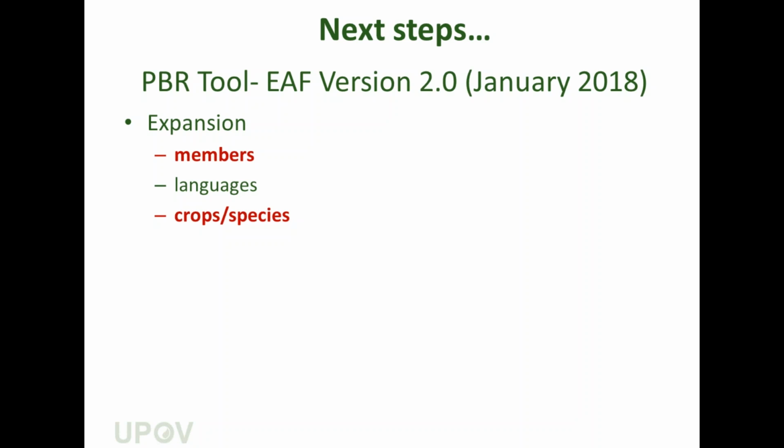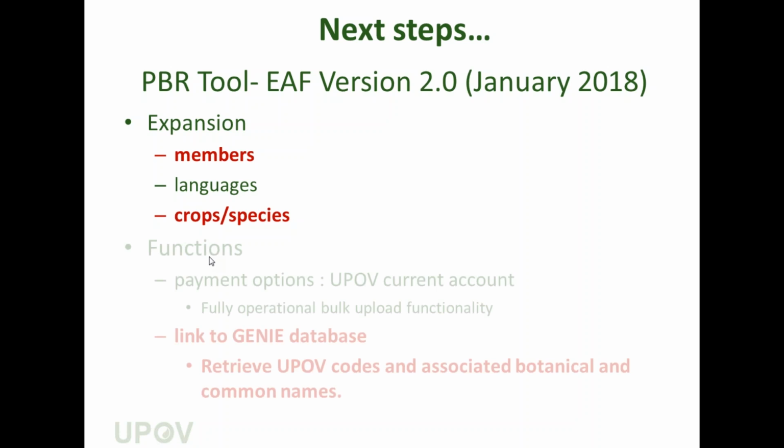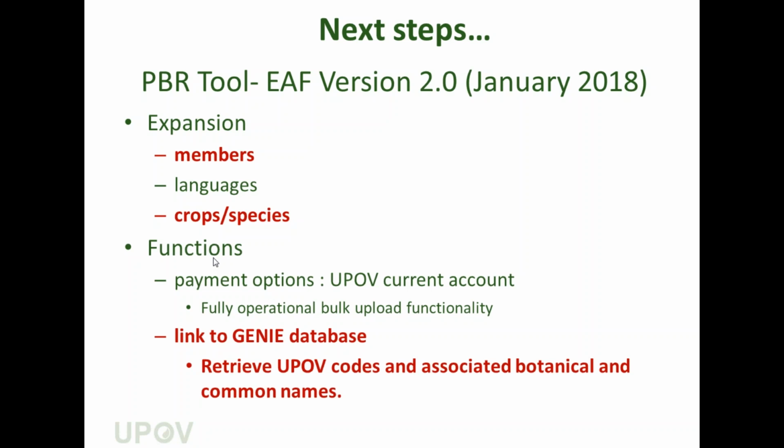We'll also have some other languages covered by the system, and some new functionality will also be added, such as a payment option that will allow some bulk upload functionality, and also a link to some other information that we have in different UPOV databases, such as information in relation to botanical and common names and so on, information available in the GENIE database.